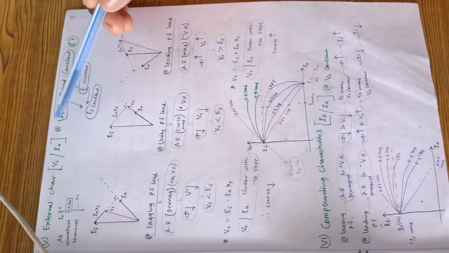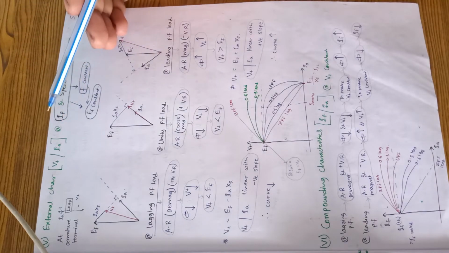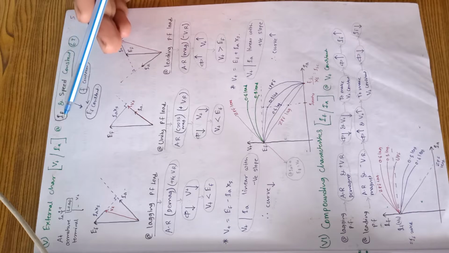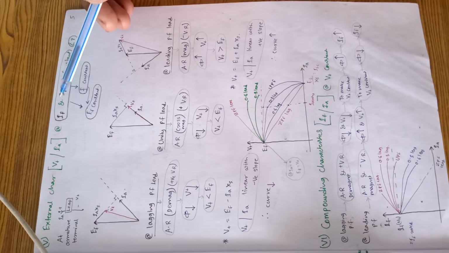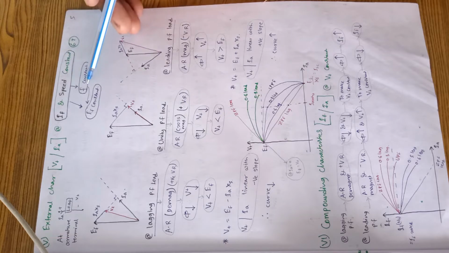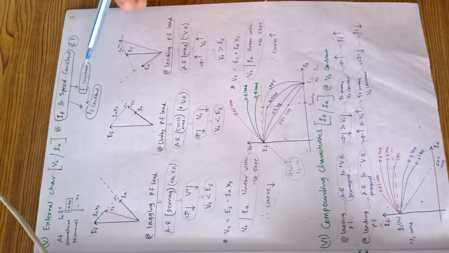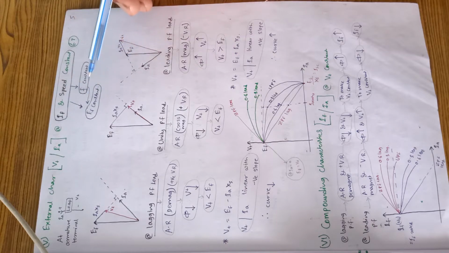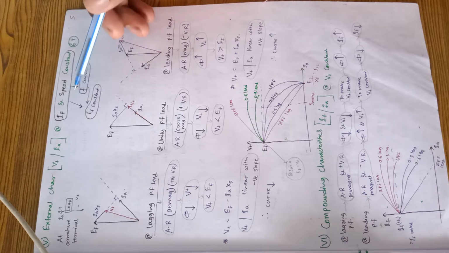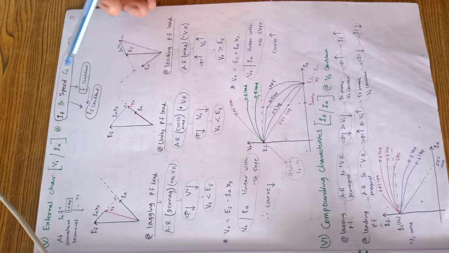So now we have the external characteristic. External characteristic means Vt versus Ia, with the condition that If and speed are maintained constant. If speed is maintained constant, then frequency will be constant. If If is maintained constant, then Ef will be constant. So if frequency and If are constant, then Ef is also constant.